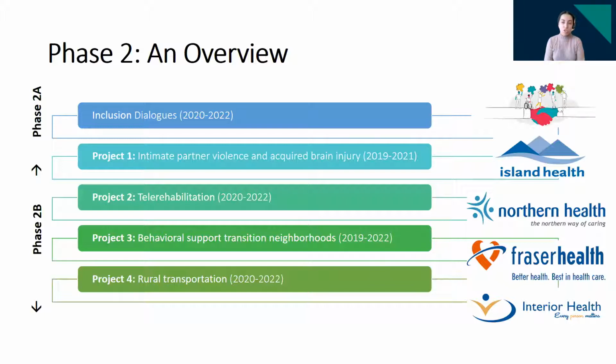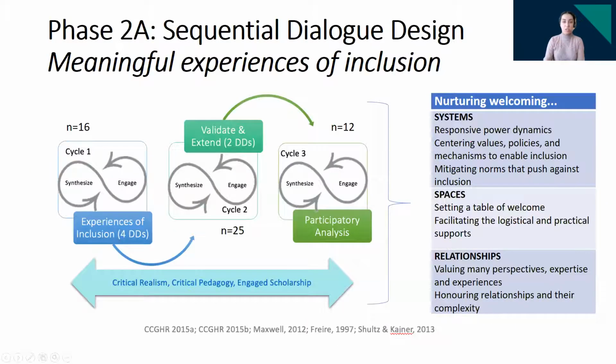There were 2 other projects that were in phase 2B, including Fraser Health and Behavioral Support Transition Neighborhoods, as well as one with Interior Health on rural transport. We'll not be covering those today in the interest of time, but if you would like to learn more, feel free to reach out to any of our panelists. And if you're interested in learning more about Project 3 with Fraser Health on Behavioral Support Transition Neighborhoods, be sure to check out our team poster. It's poster 4. Over to you, Dr. Plamadon.